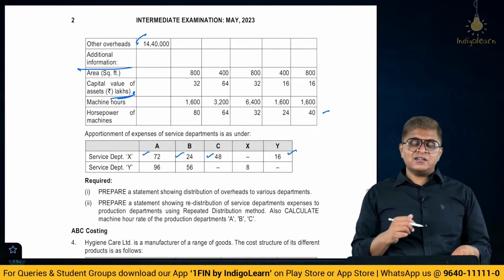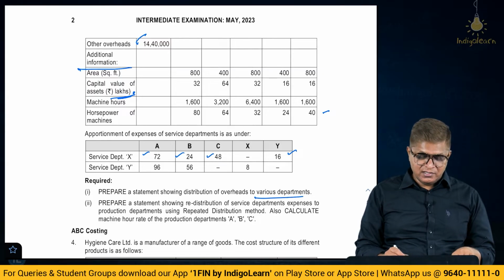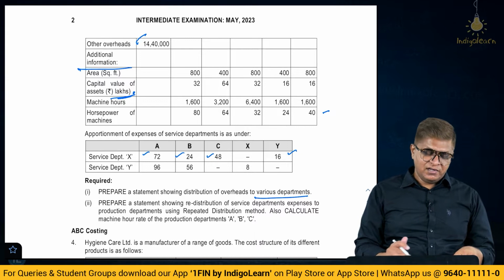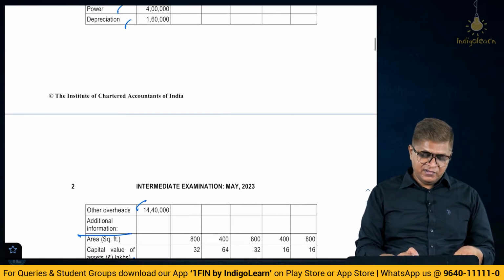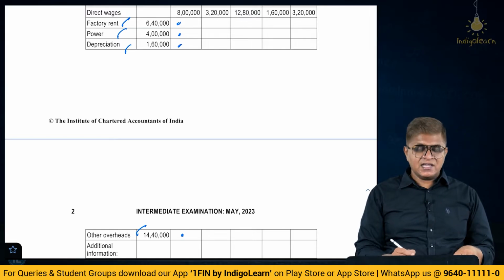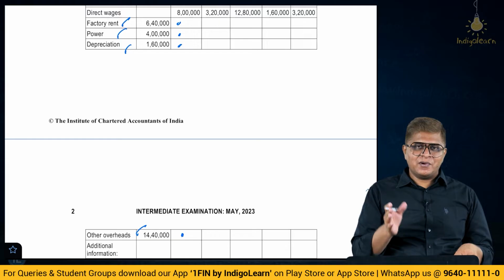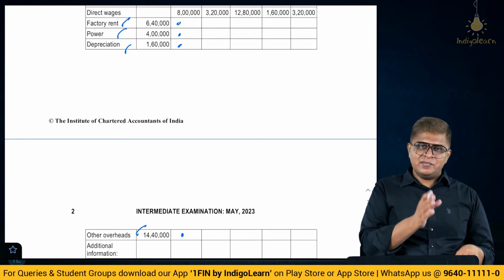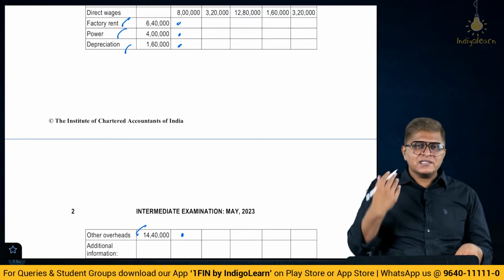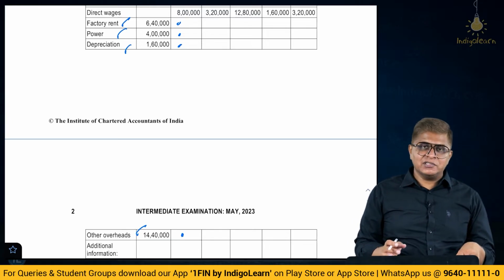Now let's look at what method they want us to use. They are saying prepare a statement showing distribution of overheads to various departments. So first things first, we will have to distribute these overheads that have been given, factory rent, power, depreciation and other overheads, to the various departments A, B, C and 2 service departments X and Y. So on what basis are we going to do that?